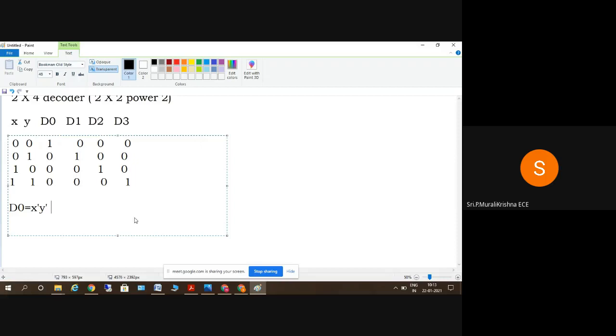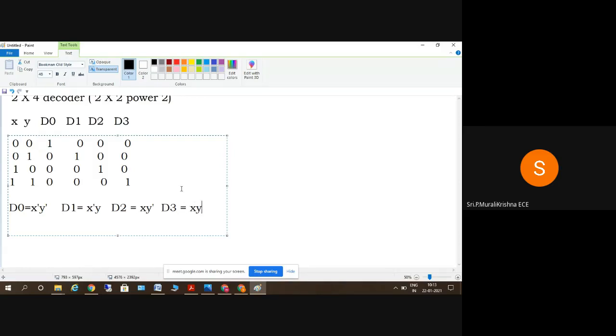And d1 is X bar Y. d2 is equal to X Y bar, and d3 is equal to X Y.